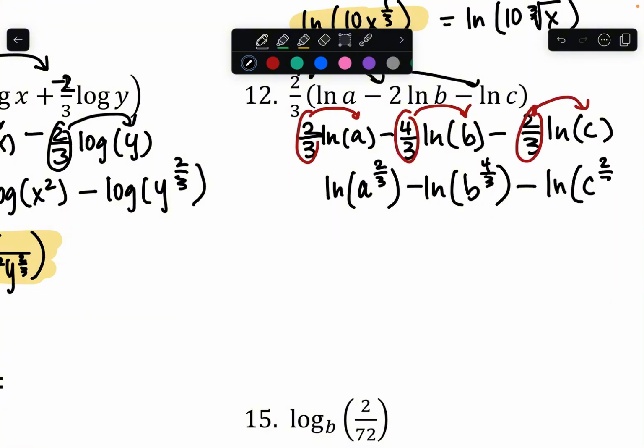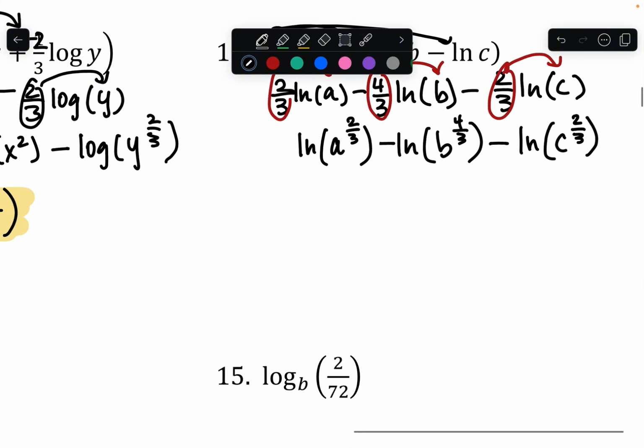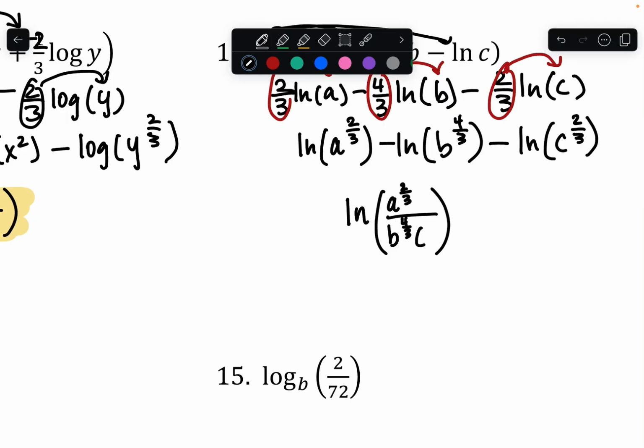Okay, so now we're ready for our 1 log and our 1 fraction bar. That gives me a to the 2/3 on top since it's inside a positive log. The b and the c are both inside a negative, so I have b to the 4/3, c to the 2/3 on bottom. And that would be my final answer.